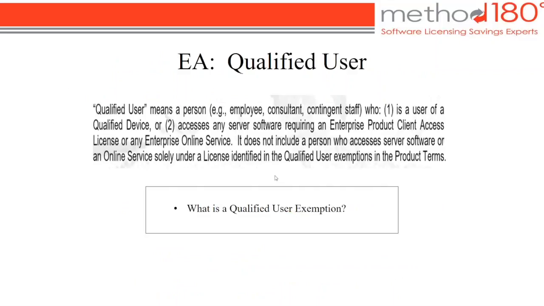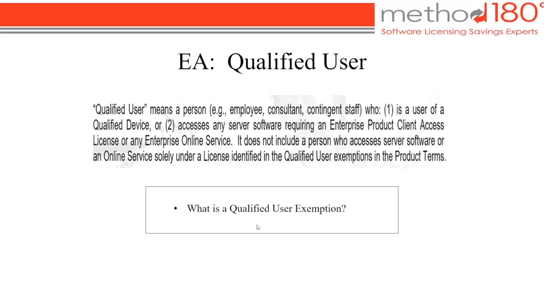So the next thing I want to do is go back. We've kind of gone through that path. I want to go back and look at the last part of that qualified user, because maybe we have an opportunity here, because I said what we want to try and do is exempt us from having to license them. And there's some wording here that leads us to hopefully go down a good path that says, unless they are solely under a license identified in the qualified user exemption in the product terms. Okay, cool. That sounds promising. Let's go and see what that is.